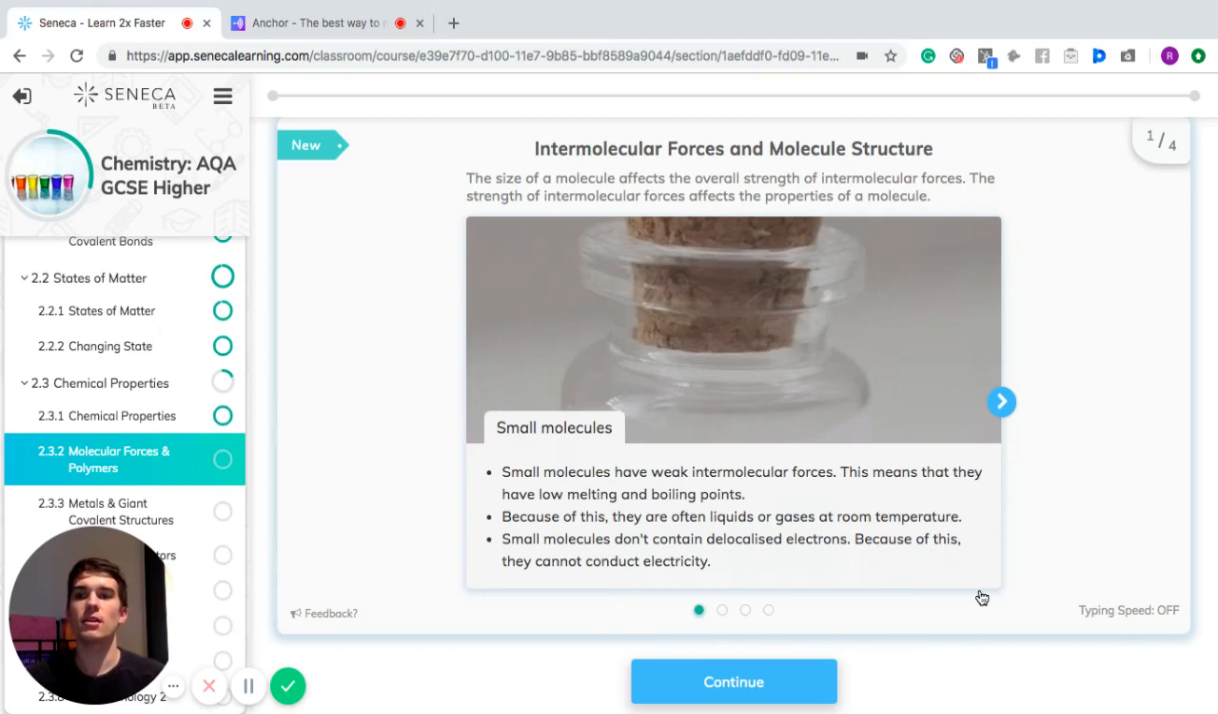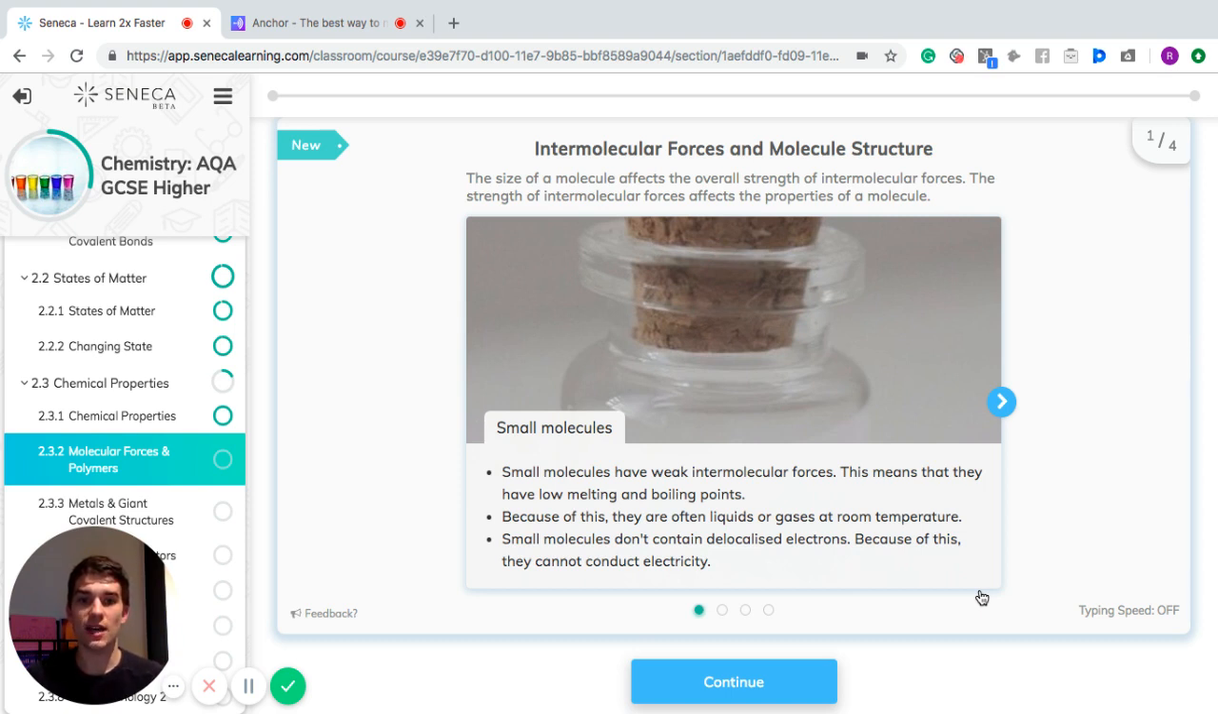So let's have a look at molecular forces and polymers. The size of a molecule affects the overall strength of the intermolecular forces. Remember, that's just the forces between molecules in a substance. The strength of the intermolecular forces affects the properties of that molecule.